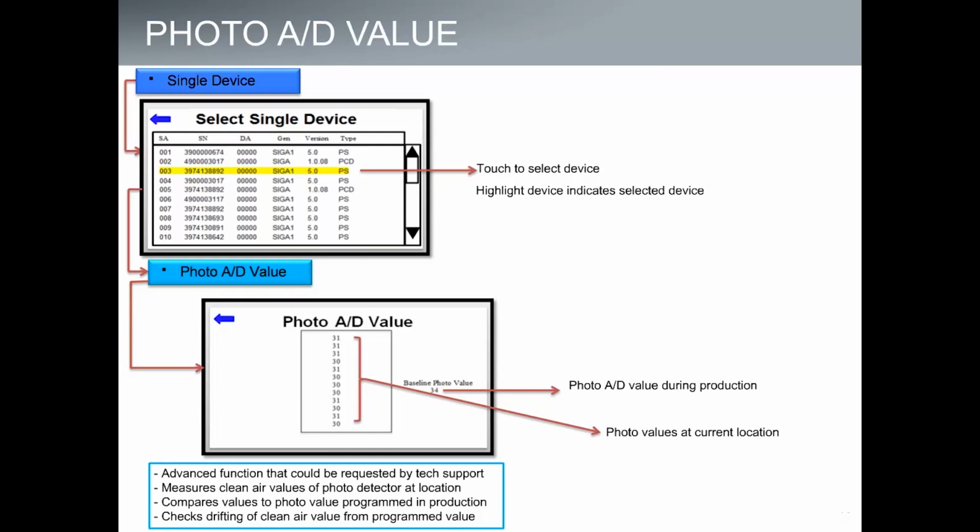The photo AD value. This is an advanced function that may be requested by technical support. This function measures clean air values of photo detectors at a particular location. It compares values to the photo value which is programmed in production of the device. It also checks drifting of clean air values from a programmed value. When you select the device and the photo AD value screen is shown, you will see the AD values during production and the photo values at its current location.